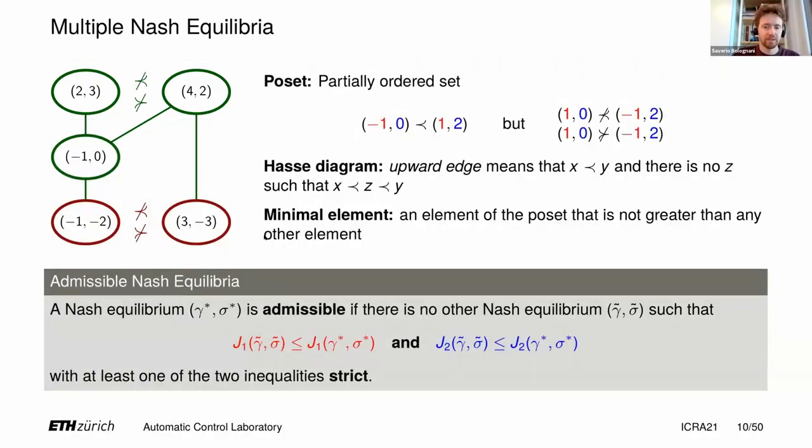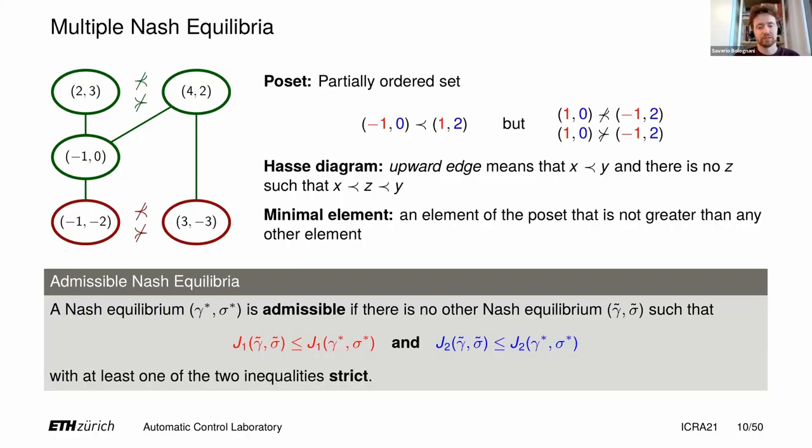Now, the minimal elements of this set, which is not a unique element in general, are what are called admissible Nash equilibria. As a definition, a Nash equilibrium is admissible if there's no other Nash equilibrium that is better or equal for both players with at least one of the two inequalities strict. If they are incomparable, like this one, or if they have the same outcome for both, then they're both admissible. And you can have more than two. You can have many admissible Nash equilibria.